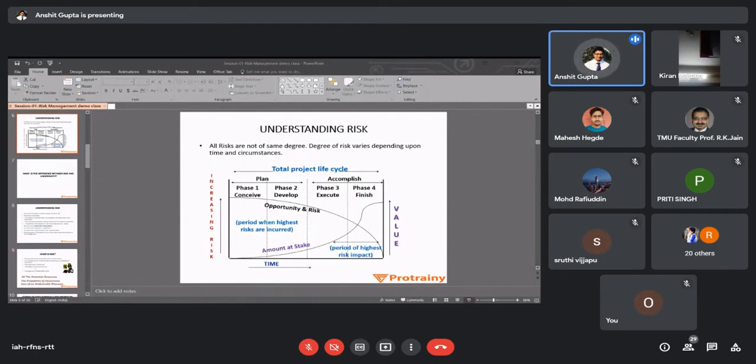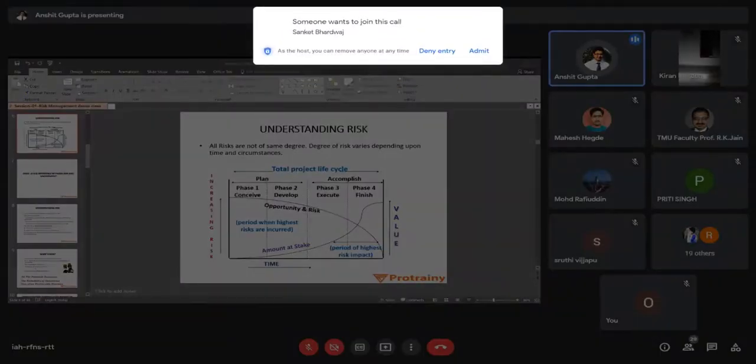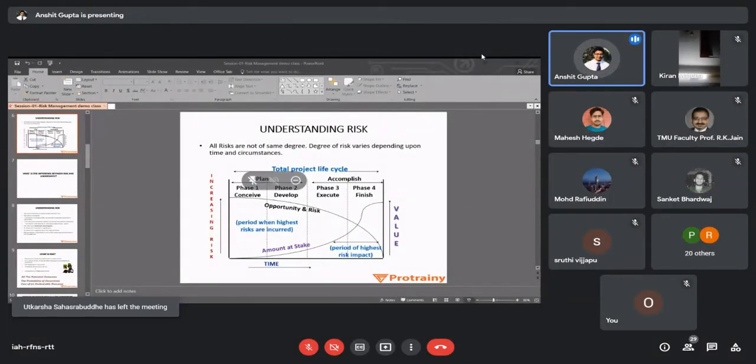Okay, so mostly I have discussed this, but I'll take it again. This is our project life cycle. These are the four phases of the project. I had discussed that if we find a risk in the first phase of the project, then it is easy and the costing is less. First is our conceive phase, second is our develop phase, third is our execution phase, fourth is our finish phase. Here is the increasing risk, here is the value costing, and here is the time.